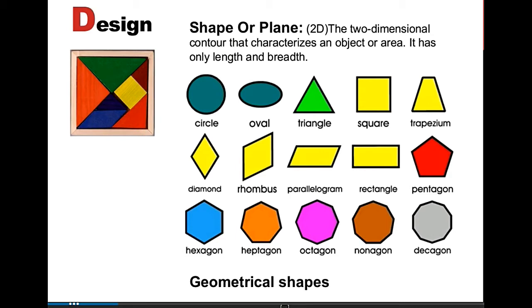Shape or plane is a two-dimensional contour that characterizes an object or area. It has only length and breadth. Here are some very basic geometrical shapes that you can use and create for your architectural design: circle, oval, triangle, square, trapezium, diamond, rhombus, parallelogram, rectangle, pentagon, hexagon, heptagon, octagon, nonagon, and even decagon.